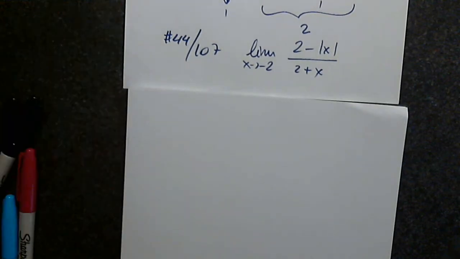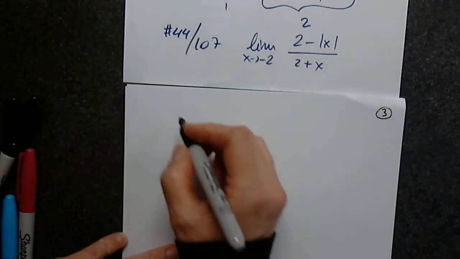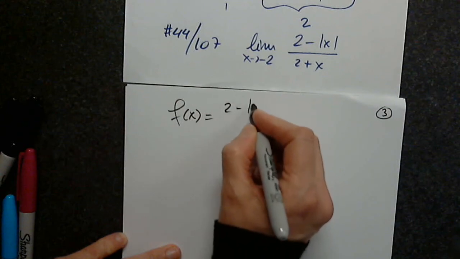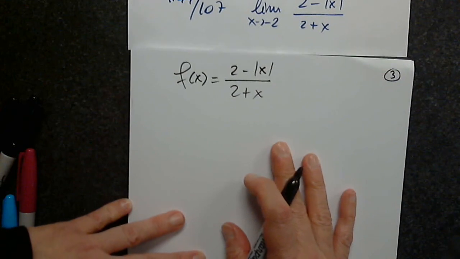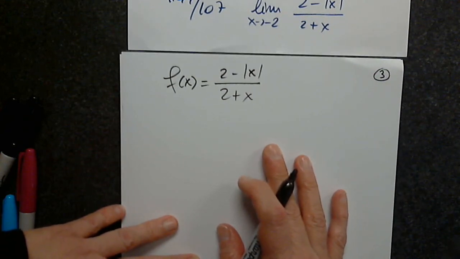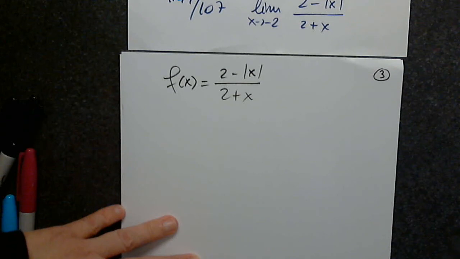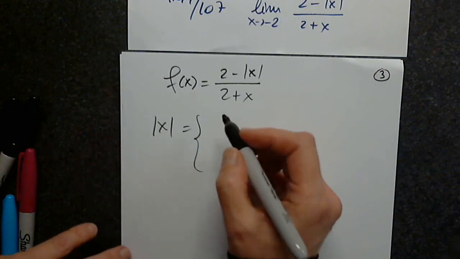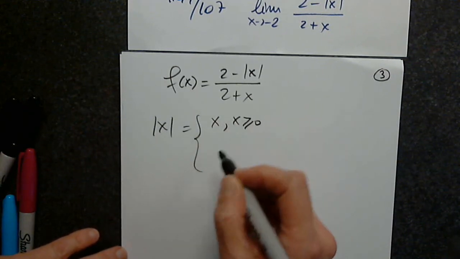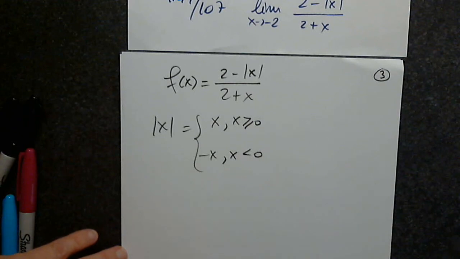Okay, perfect. So where is my starting point? Where do I start? One more time, the function is 2 minus the absolute value of x over 2 plus x. Where do I start? With the absolute value, of course. This is the only piece of this function that has two options, and that's where I have to start. Is that clear? Okay, so what are the options for the absolute value of x? x when x is greater than or equal to 0, or negative x when x is less than 0.